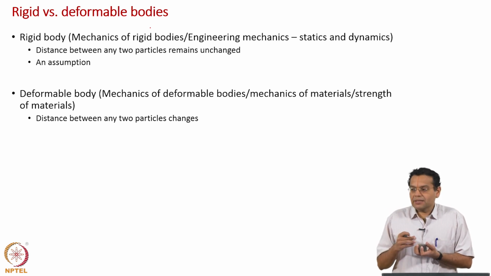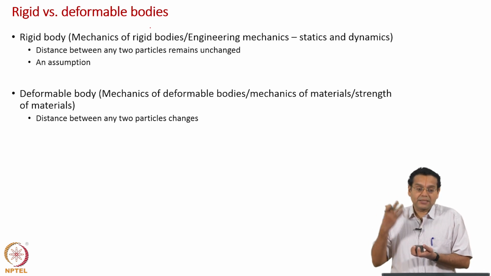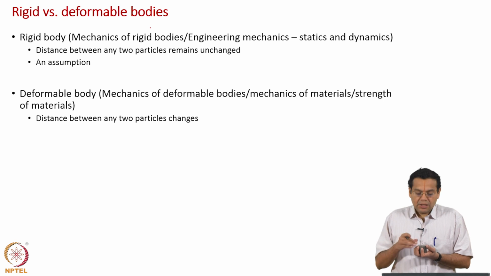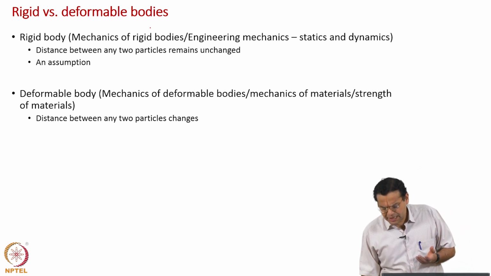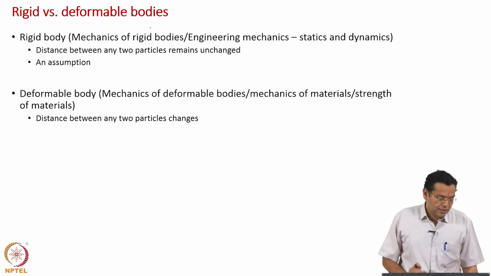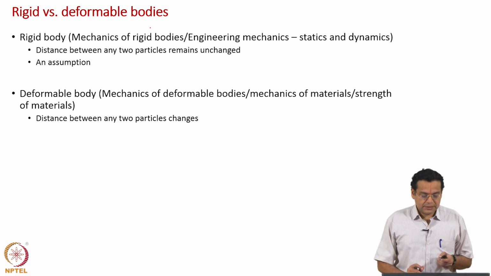You will see later on that those changes are of the order of 10 power minus 6. Even if you apply megapascal of, let us say, force per area, the change in dimension would hardly be something like 10 power minus 6 meter. So, you may not be able to visually see, but they do undergo a change in shape, change in size or volume, etc. So, that is a reality, and that is why we discuss mechanics of deformable bodies.